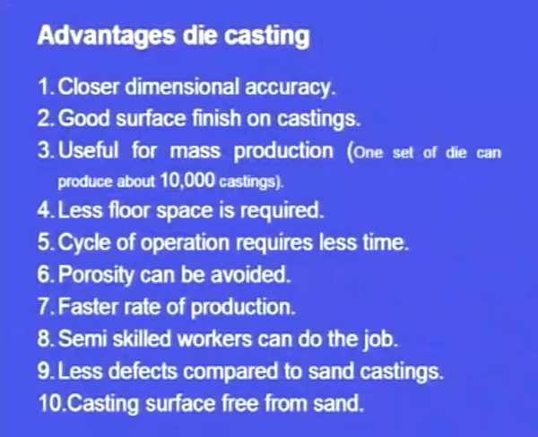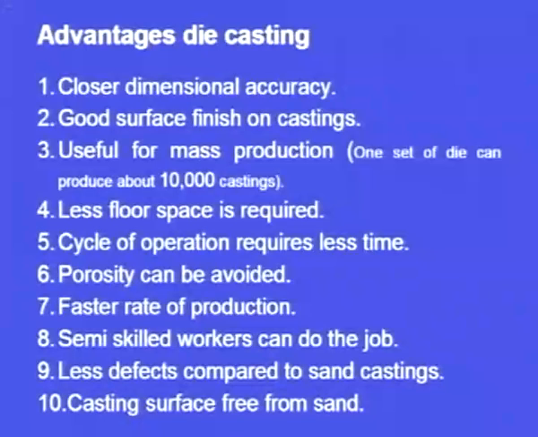And what are the advantages of these die casting systems? One is closer dimensional accuracy. Unlike the castings obtained in green sand moulding, here the castings have closer dimensional accuracy. Another one is we get good surface finish on the castings. This is another advantage over the conventional sand castings. In conventional sand castings, we get poor surface finish, but here we are getting good surface finish.